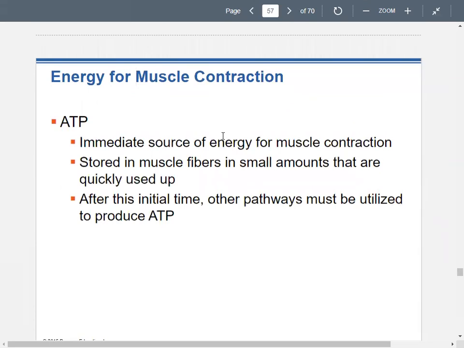So where does that energy come from? Well, I'm glad you asked. It's ATP. All right, you learned about that already. So that's your immediate source of energy to get your muscles to contract. It's stored up in muscle fibers in small amounts. You use them up. And then once you have used up your ATP, you got to find other ways to make it, right, when you run out.